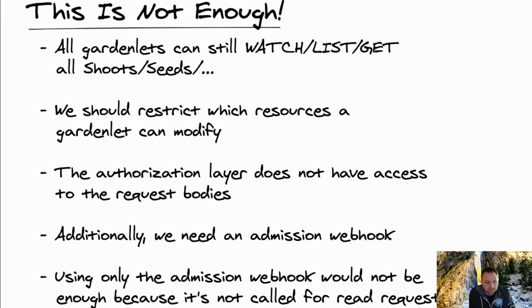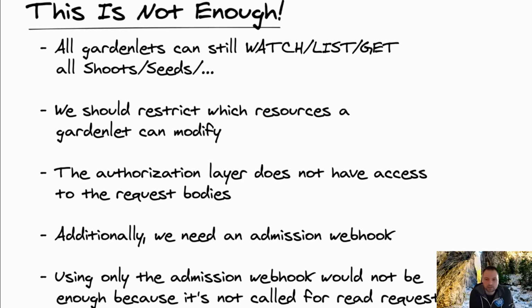And then, this is now about the last point on the slide, you can raise the question: would the admission webhook alone be good enough? Can we live with just one? The problem is that the admission webhook is not called for read requests. So for read requests, we definitely need the authorization layer. And for modifying requests, we would need the admission layer.